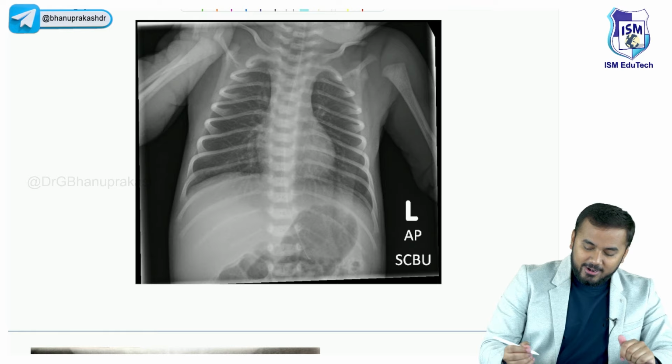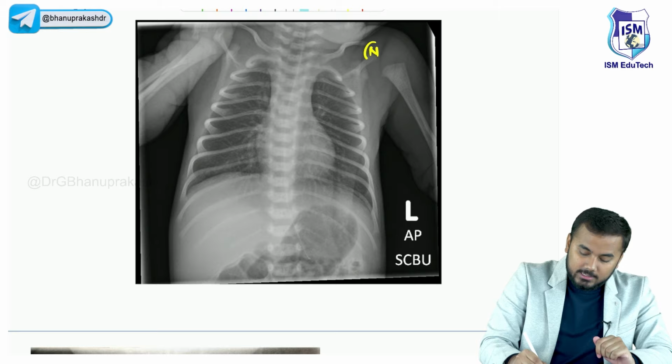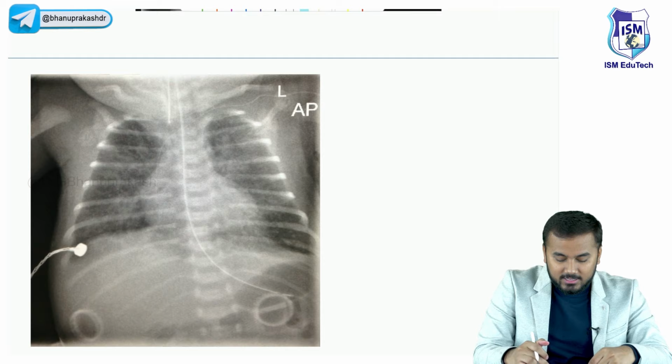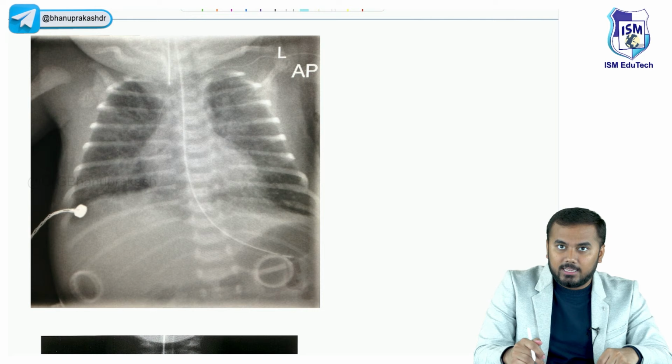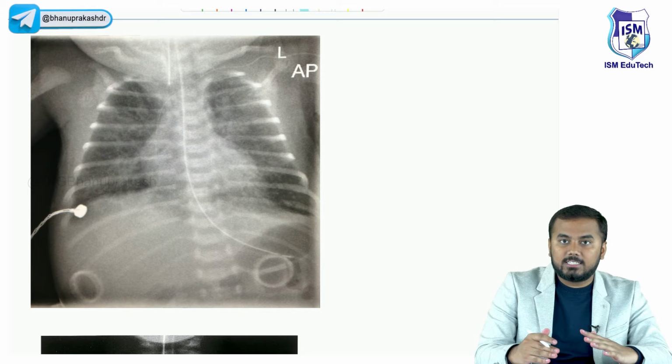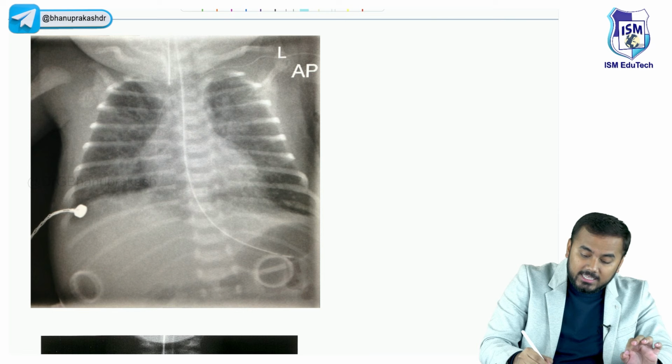Basically, I don't find any respiratory distress because this is a normal X-ray. Now, compare this X-ray with this one. Look at the difference between the first X-ray and the second X-ray. If you look clearly, you can see all that white color haziness in the lungs. This is nothing but called pulmonary edema.